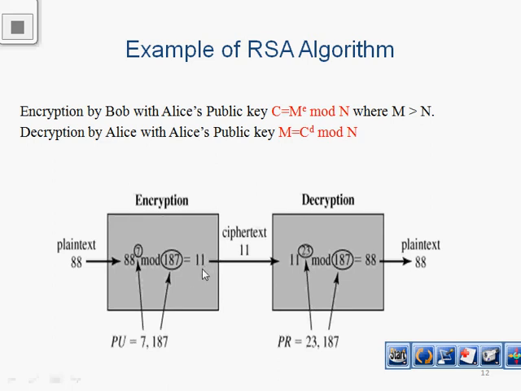The secured message is transmitted to the decryption side. Now the decryption side uses the decryption value 23. So 11 power 23 mod 187 is equal to 88. So Alice gets the plain text after decryption, using the formula C power D mod N.